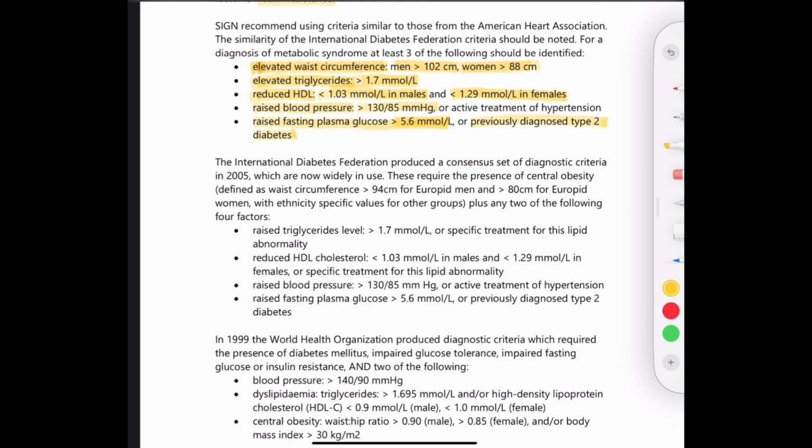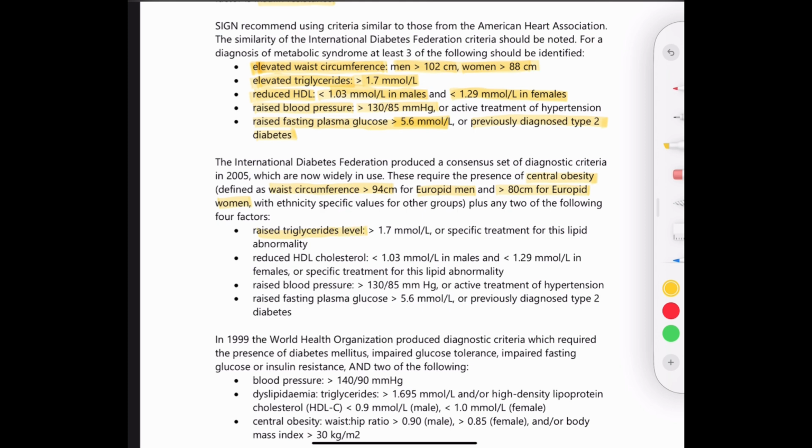The International Diabetes Federation produced a consensus set of diagnostic criteria in 2005, which are now widely in use. These require the presence of central obesity, defined as waist circumference greater than 94 centimeters for a European man and greater than 80 centimeters for a European woman, with ethnicity-specific values for other groups, plus any two of the following four factors.